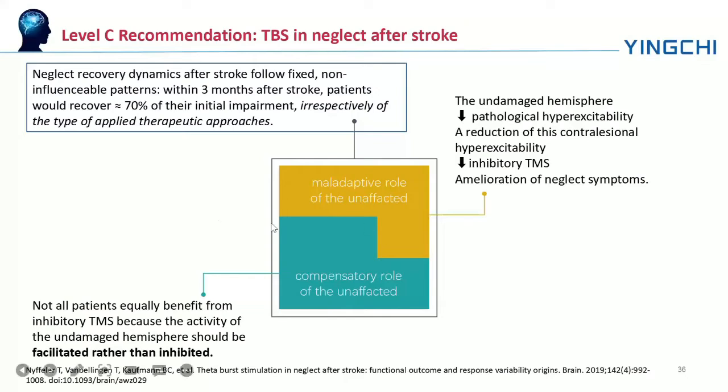However, not all patients equally benefit from inhibitory TMS because the activity of the undamaged hemisphere should be facilitated rather than inhibited. Finally, from a third perspective, other recent studies have suggested that neglect recovery dynamics after stroke follow fixed, non-influenceable patterns. Within 3 months after stroke, patients would recover about 70% of their initial impairment, irrespectively of the type of applied therapeutic approaches, which is the so-called proportional recovery rule.